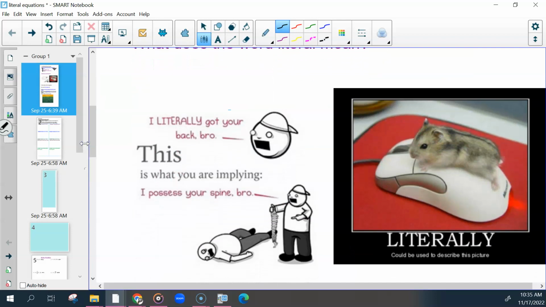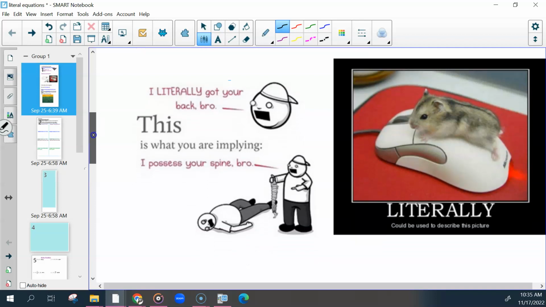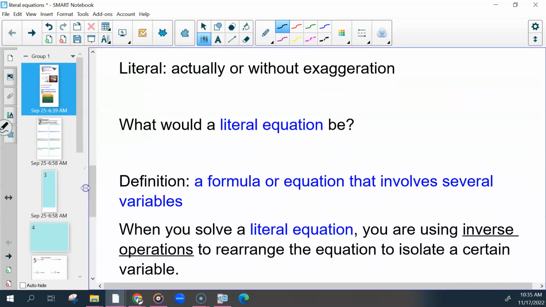So here are more examples of literal. Sometimes when we say, I got your back, we're not implying that we're holding their spine in there. So, yes, literal does mean actually or without exaggeration, but we are going to be talking about literal equations.